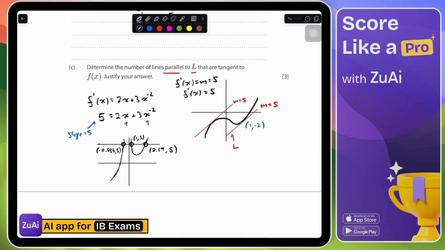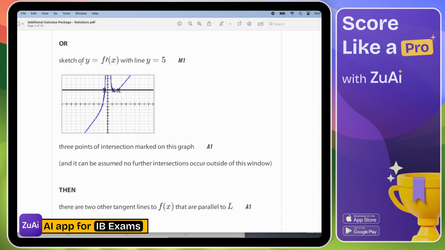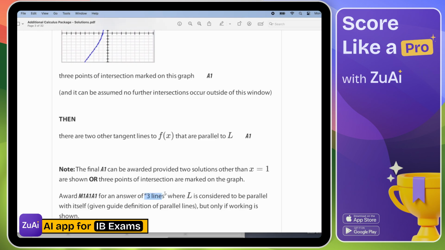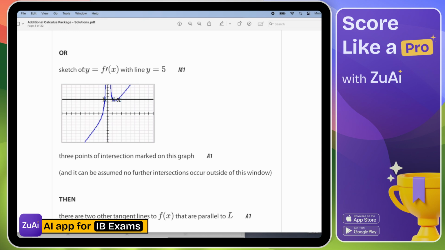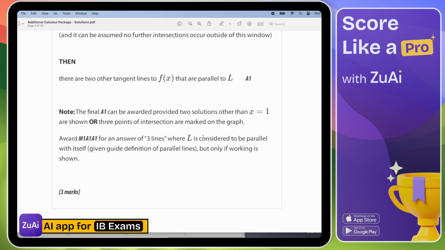Okay, so here it is. Here are our solutions. y is f'(x), so here's our derivative, and then y is equal to 5. So 1, 2, 3 points. Three points of intersection marked on the graph, that's the answer, and then of course there are 3 lines. So the sketch is the method, 3 points of intersection is one of the answer marks, and then of course stating 3 lines. Alright, let's go back to the document then.